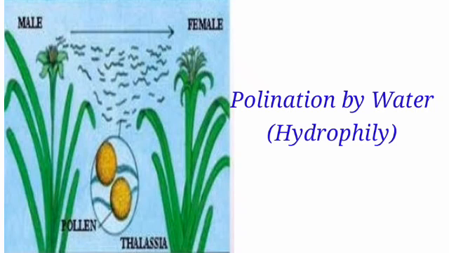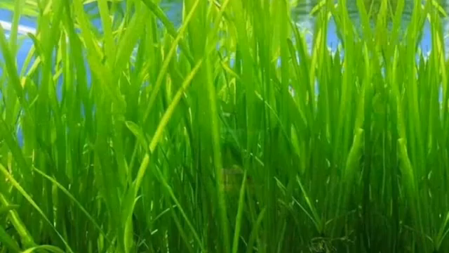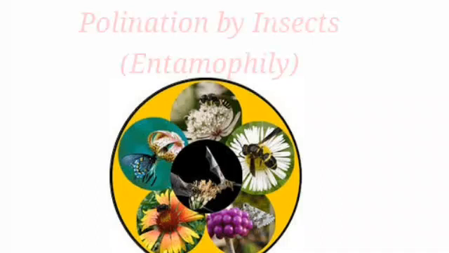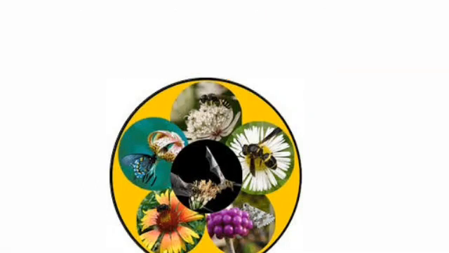The flowers of water plants are not colorful and they have no nectar. Pollen grains of these plants have a mucilaginous covering to protect them from getting wet. They float in water and reach other plants. Examples, Vallisneria, Hydrilla, Zostera. The last one is pollination by insects, entomophily.